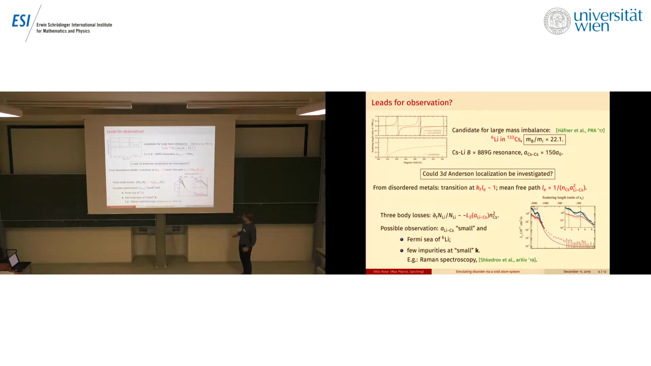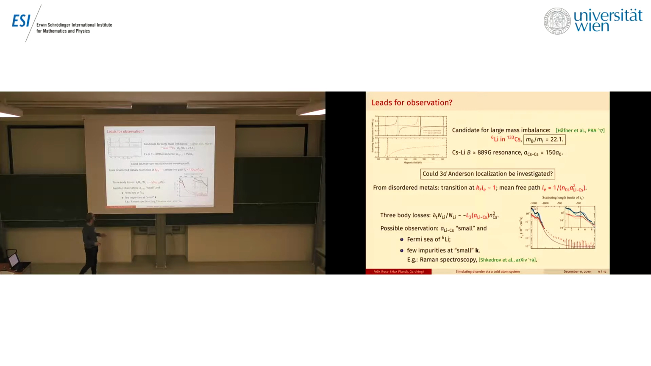So let's just give maybe some hope for observation. We are looking for a mixture with a very large mass ratio, mass imbalance. An example, the properties of which have been examined in this paper, would be lithium-6 impurities in a Bose-Einstein condensate of cesium, which achieve a mass ratio of more than 20, which is almost infinity, let's say.